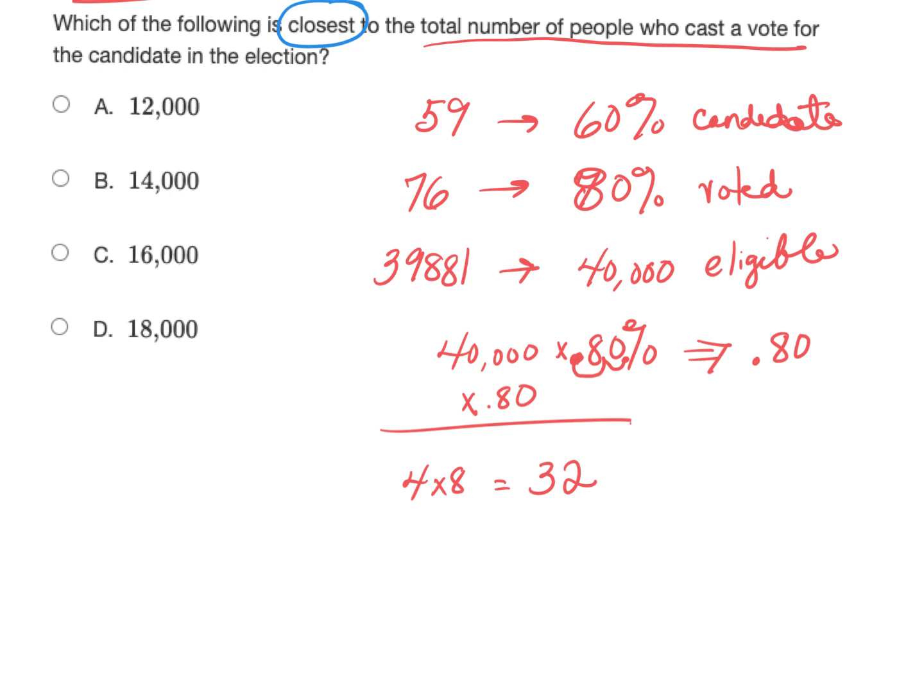Now, of course, that's not my final answer, because I have to put all of these zeros at the end of my problem. So I have 1, 2, 3, 4, 5 zeros. But I also have 2 places behind the decimal point, so that means I have to have 2 decimal places in my answer. So that means that 80% of 40,000 is 32,000. That represents the total number of people who voted.